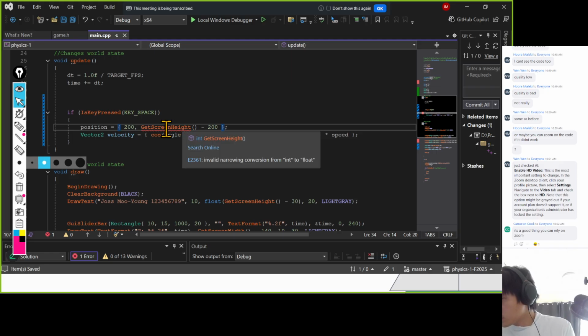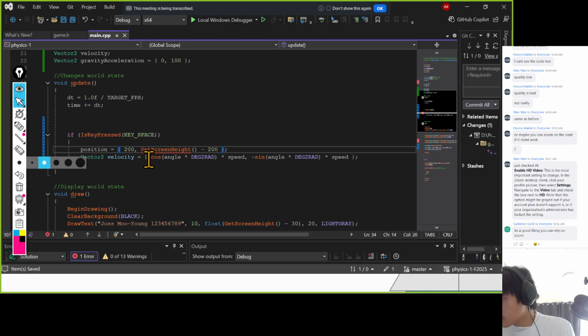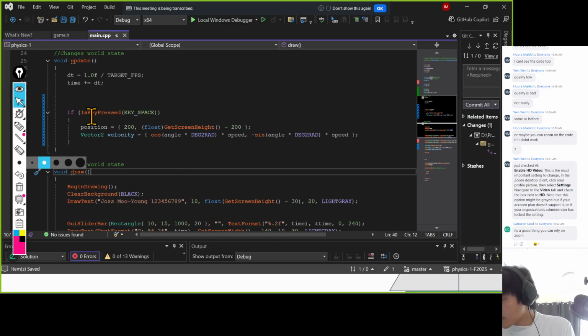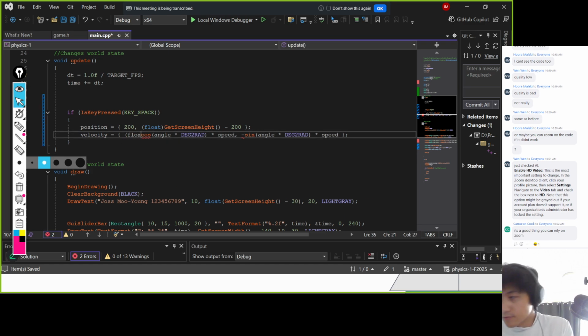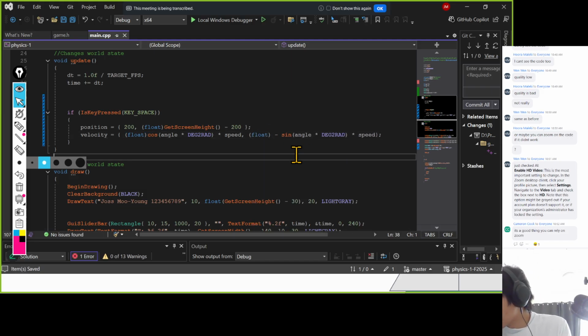I can't do that. Okay. This is an int, so I'm just gonna convert that to float. Okay, and then velocity, I'm gonna assign it this cosine value and stuff like that. It's gonna give me a double. I want to convert it to float. It's fine. Same with this. It's fine. Cool.